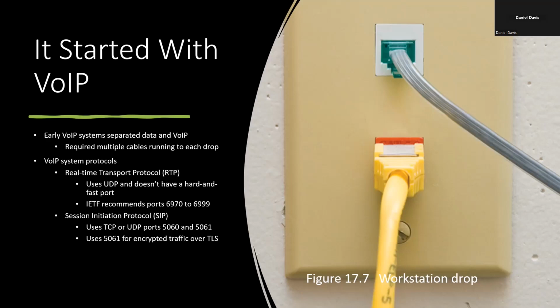Early VoIP systems separated data and VoIP. It required multiple cables running to each drop, but it wasn't really necessary. There was no hard and fast rule or strict reason why you had to separate the two technologies.